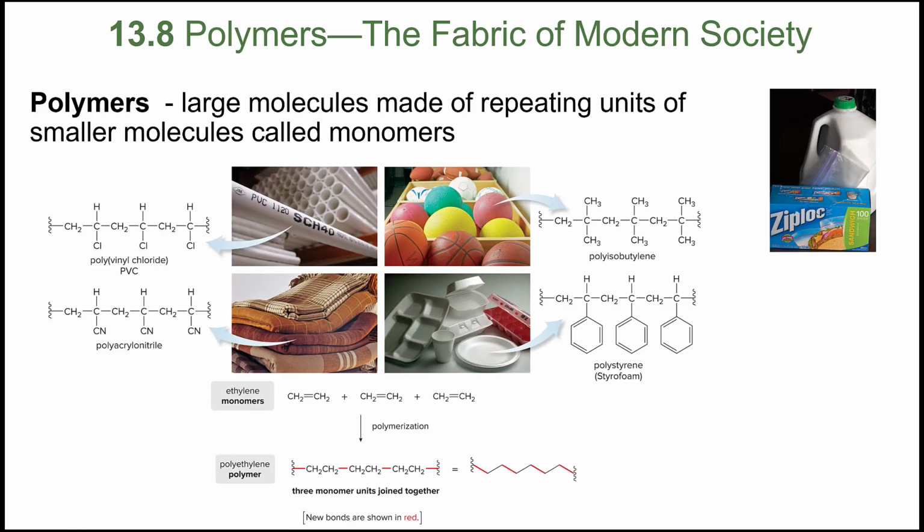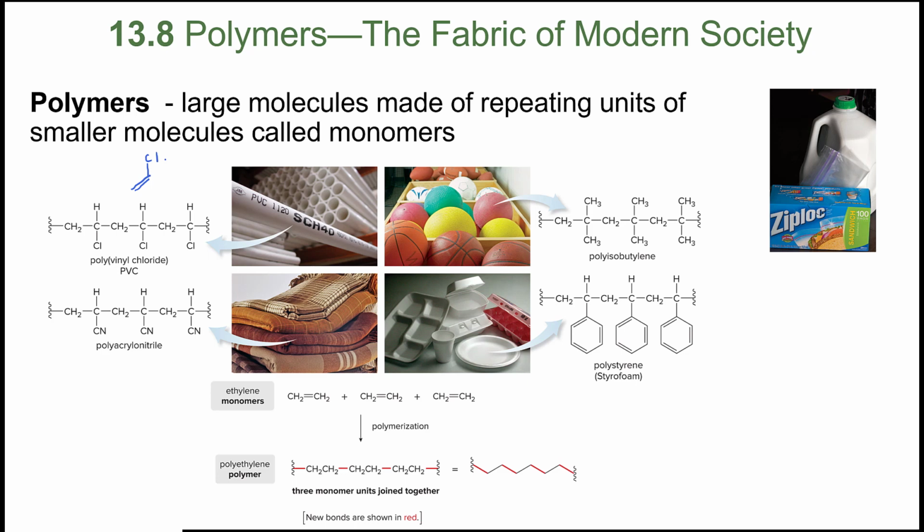Other places that we might see alkenes are in polymers. And a polymer is a large molecule that's made of repeating units of smaller molecules that are called monomers. So PVC is made from polyvinyl chloride. They're made from repeating vinyl chloride units. So those alkenes keep repeating. And you might have heard of polyvinyl chloride or PVC in different pipes. We have polyacrylonitrile, which is in different fabrics. Polyisobutylene is used in the balls for the playground. And we also have polystyrene, which you may know as styrofoam.